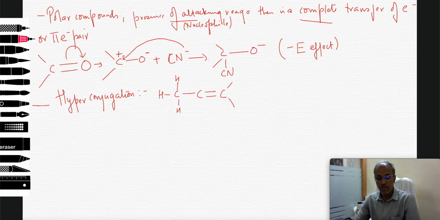This is a pi bond. When the alkyl group is bonded to a pi bond, we know this is C double bond C, so this happens to be an alpha carbon atom. As I have told you, this is the ene functional group, and this is the alpha carbon atom. The hydrogen atom attached to an alpha carbon atom is known as alpha hydrogen atom. Now, here the alpha hydrogen atom plays a very important role.